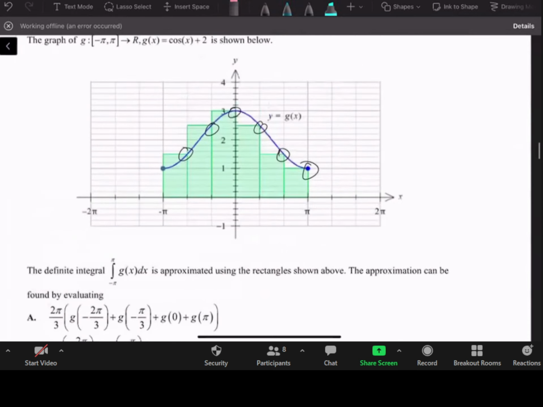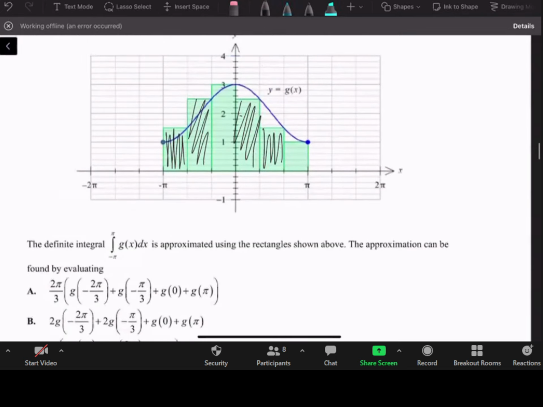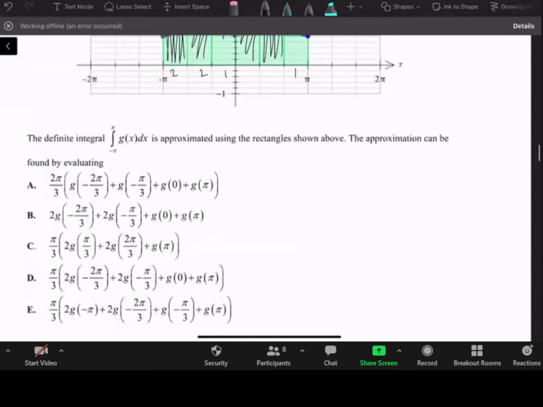But what you need to see is that the area of some of the boxes, these two and these two, are the same. So the area would be twice this box plus one of these two. So you're looking for an answer option with 4 y values.